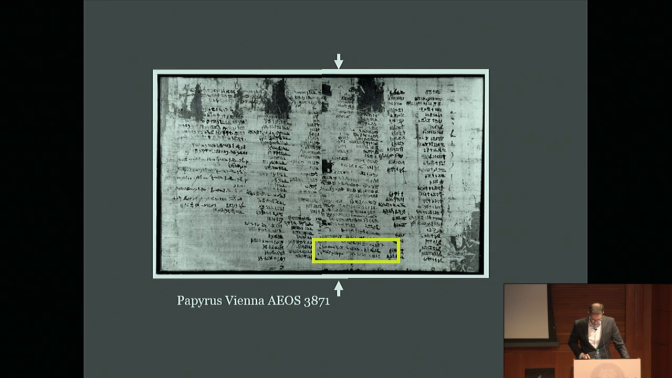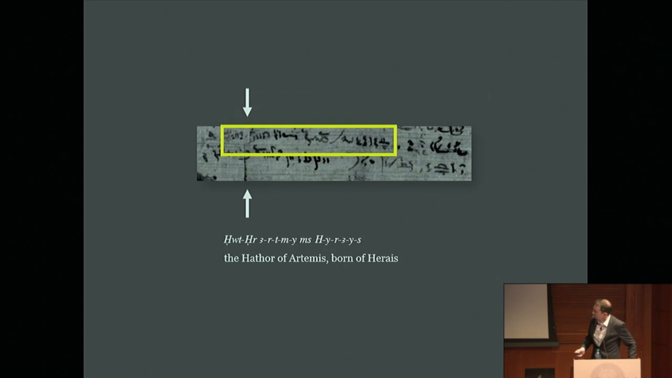Furthermore, it allows us to read the name of the mother of this Artemis. As you can see here in the yellow box, there are 2 lines of text running from the right sheet onto the left sheet. And take a closer look. One of these lines contains the affiliation formula. And it says, the Hathor of Artemis, born of Hierais.